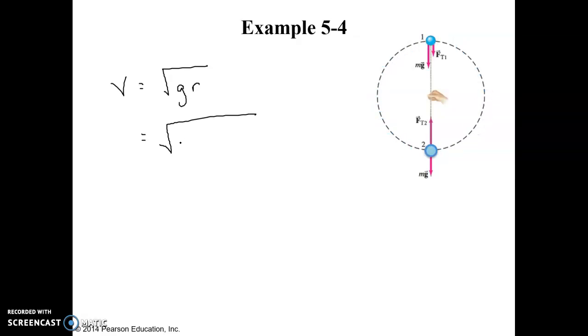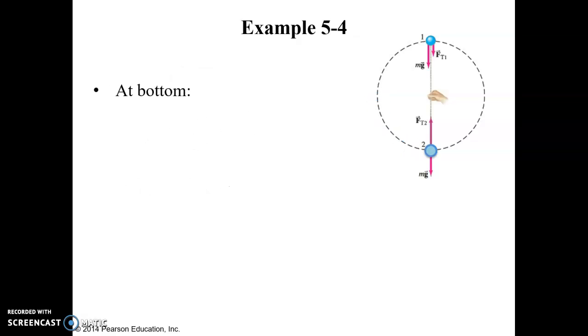g is the acceleration due to gravity, 9.80 meters per second squared. And our radius in this problem is 1.10 meters. And so the square root of 9.8 times 1.1 gives us 3.28 meters per second. That's the velocity required to keep the ball spinning in the circular pattern at the top.